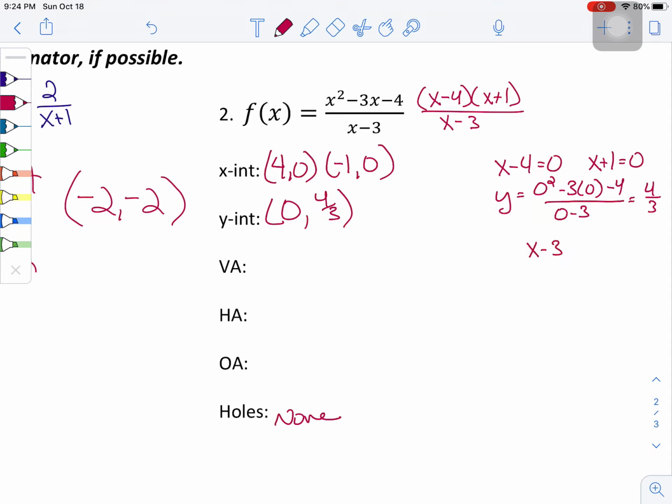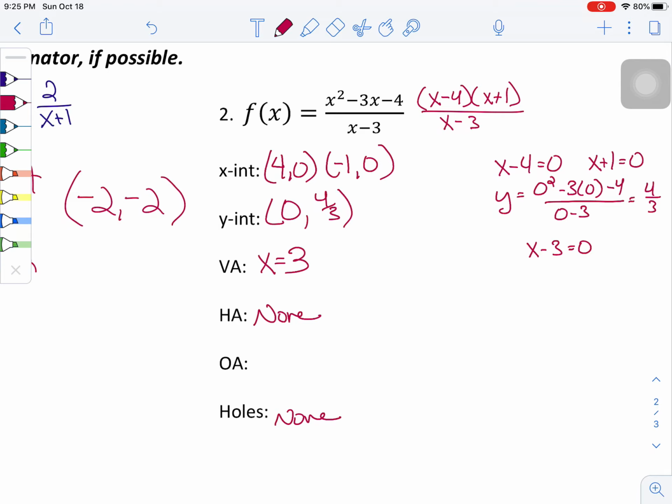Okay, vertical asymptote. Take the denominator, set it equal to 0. We're going to have a vertical asymptote at x is equal to 3. Now, do we have horizontal or do we have other? And we want to look at the degree. So I have a second degree polynomial in the numerator, a first degree polynomial in the denominator, higher degree in the numerator, which means I have some kind of other asymptote. In this case, it's going to be oblique because the degree difference is just 1. So horizontal is none.